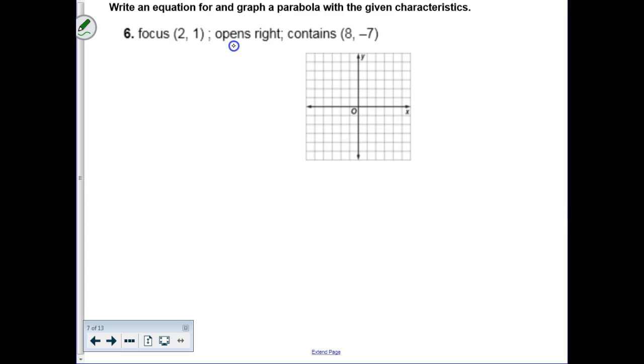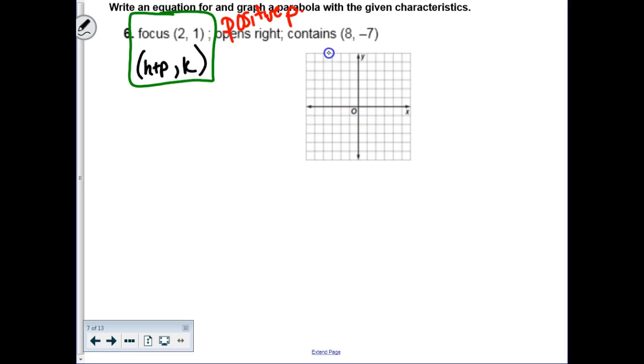It opens to the right, so it's going to be a horizontal parabola with a positive p-value. I'm going to write myself a little note: positive p-value. The focus is (2, 1), but what's the formula for a focus on a horizontal parabola? It is (h plus p, k), isn't it? I always get these backwards, so double check me. (h plus p, k). Yeah.